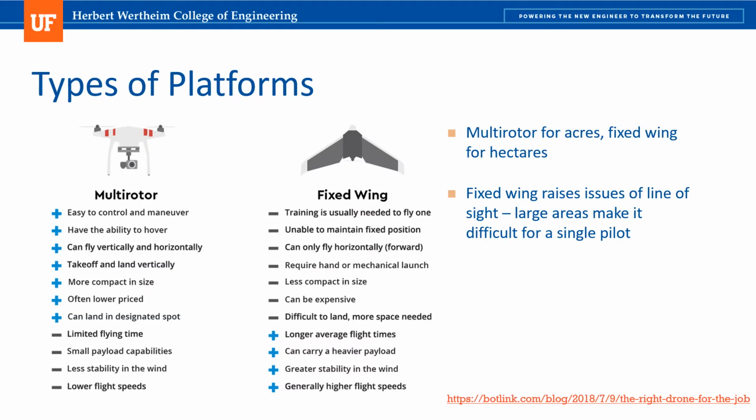There are a few different types of unmanned aircraft systems. This image shows a quick comparison between the main two categories of multi-rotors and fixed-wing. Our rule of thumb is to use multi-rotors for acres and fixed-wings for hectares. Fixed-wings raise issues of line of sight because it is difficult for a single pilot to maintain the aircraft in his field of view for the entirety of the flight.